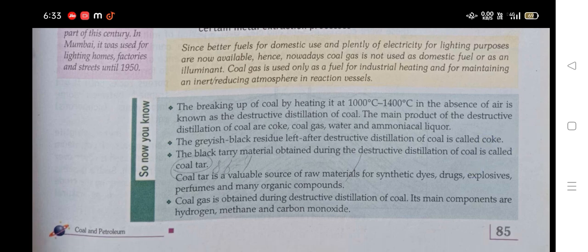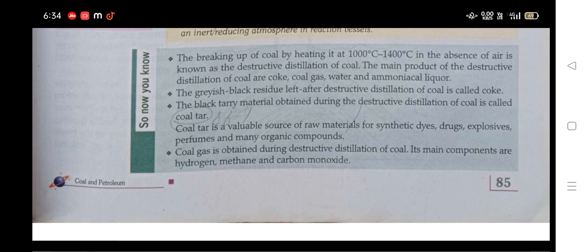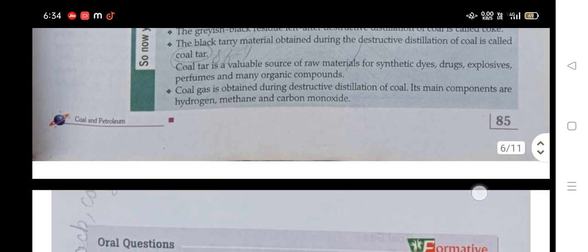Take a revision. The breakup of coal by heating it at 1000 to 1400 degrees Celsius in the absence of air is known as the destructive distillation of coal. The main products of the destructive distillation of coal are coke, coal gas, coal tar, and ammoniacal liquor. The grayish-black residue left after destructive distillation of coal is called coke. The black tarry material obtained during the destructive distillation of coal is called coal tar. Coal tar is a valuable source of raw material for synthetic dyes, drugs, explosives, perfumes, and many organic compounds. Coal gas is obtained during destructive distillation of coal. Its main components are hydrogen, methane, and carbon monoxide.